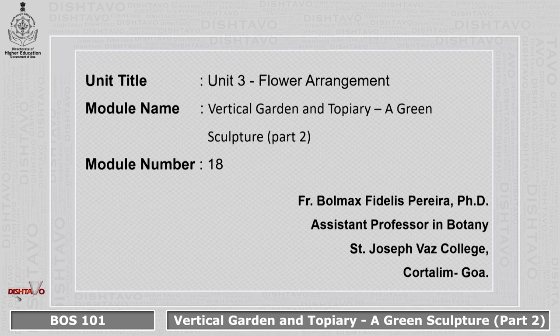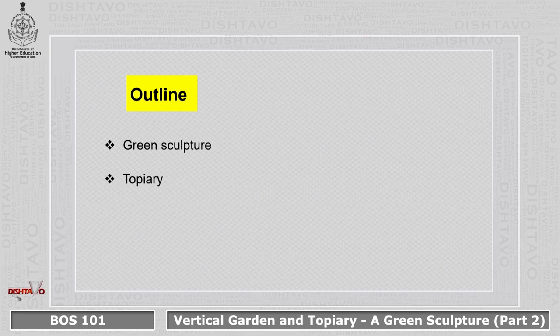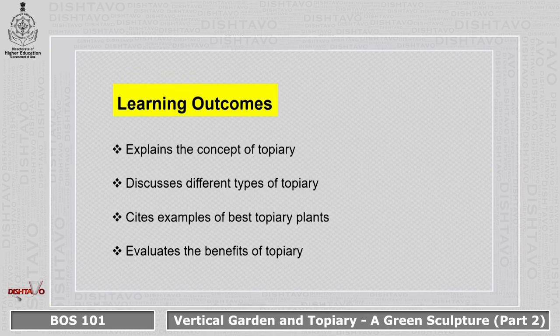The module name is Vertical Garden and Topiary, a Green Sculpture, Part 2. In this Part 2, we will be dealing with topiary. Module number is 18. So in this module, we see this green sculpture called topiary. We will go into the details of topiary.